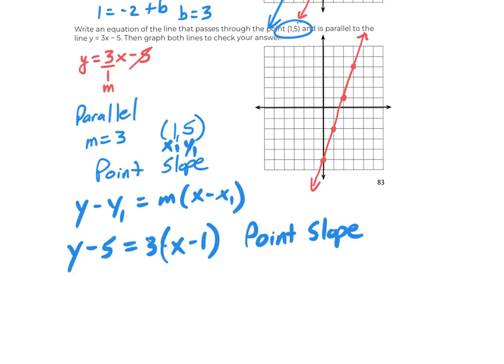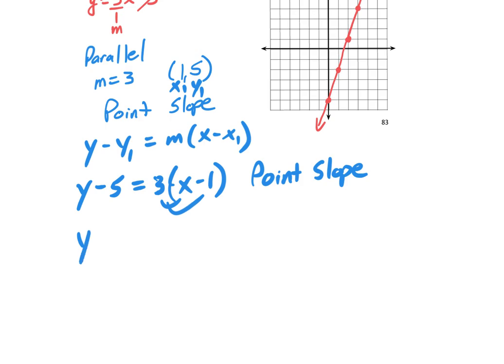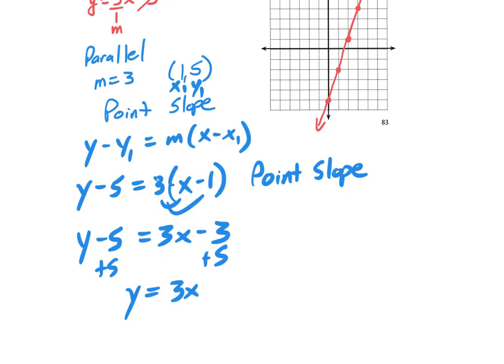Yeah, got to get rid of that 3, right? We're going to distribute that 3. Got to get rid of those parentheses. So this would be y minus 5 equals 3x minus 3. And then to finish it up, we're going to get y by itself. So we're going to add 5. And we get y equals 3x plus 2. And that would be our equation.